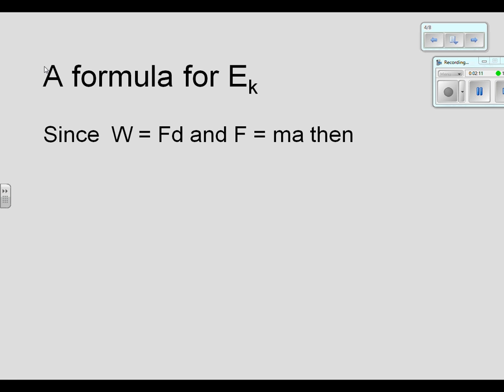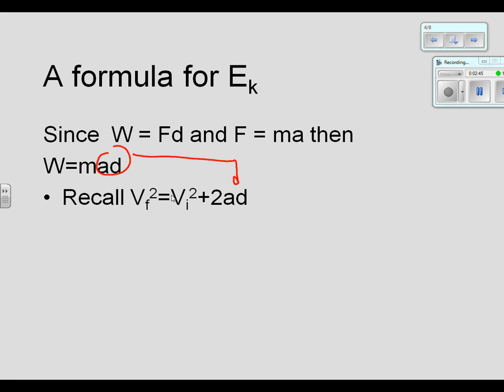Since W is FD, and remember our old friend F equals MA, we can put this MA in for F. And what do you get? You get mad. W equals mad. Now, do you remember this old friend? VF squared equals VI squared plus 2AD. Think we can work some magic here with this and that?